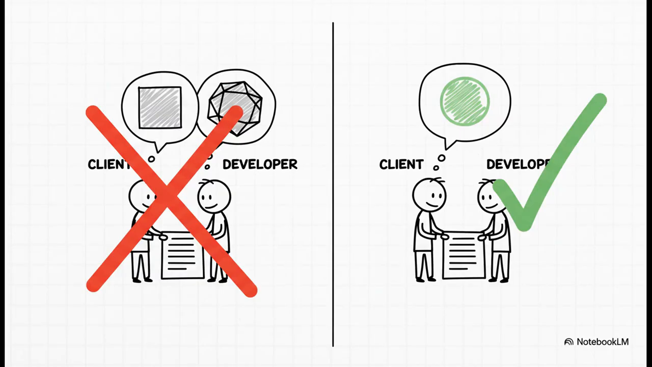Okay, this next part is so important. A great requirement has to be unambiguous. That just means it can only be interpreted in one way. Think about it. If you say the search should be fast, what on earth does fast mean? To you, it might mean instant. To the developer, it might mean 3 seconds. See? If there's room for confusion, it's already a failed requirement.